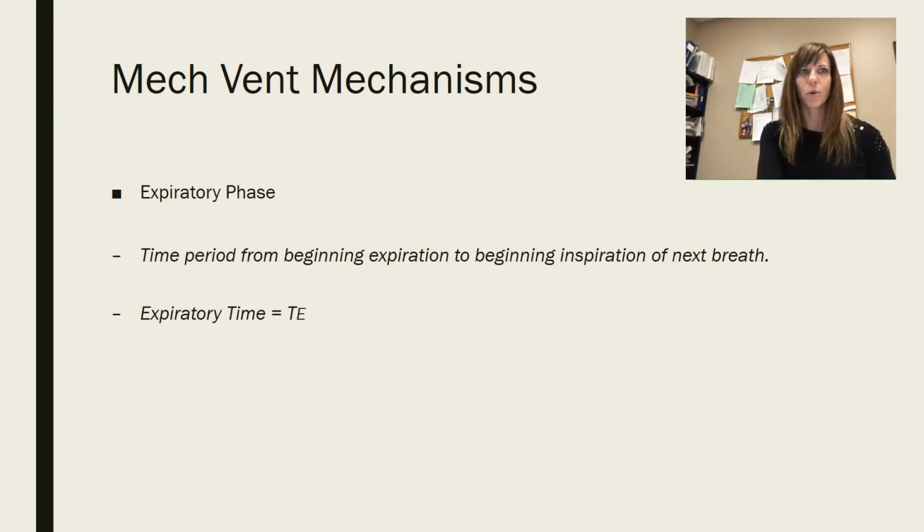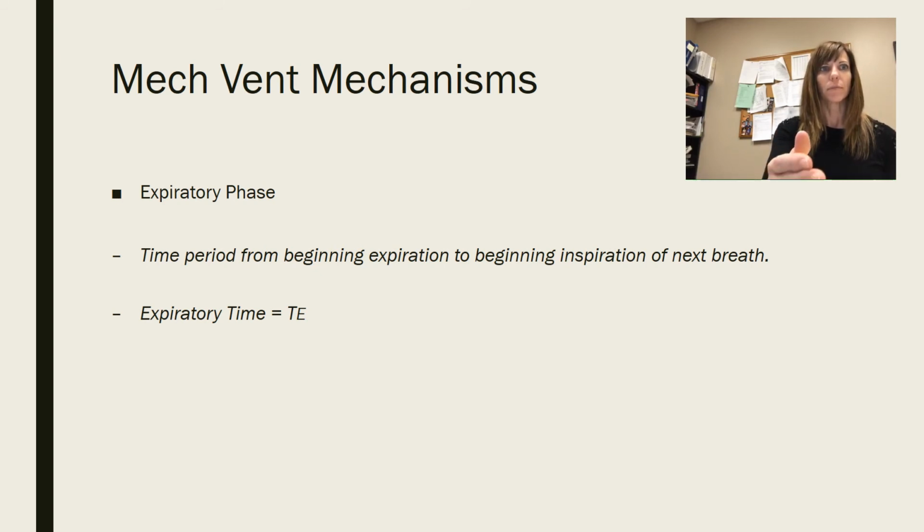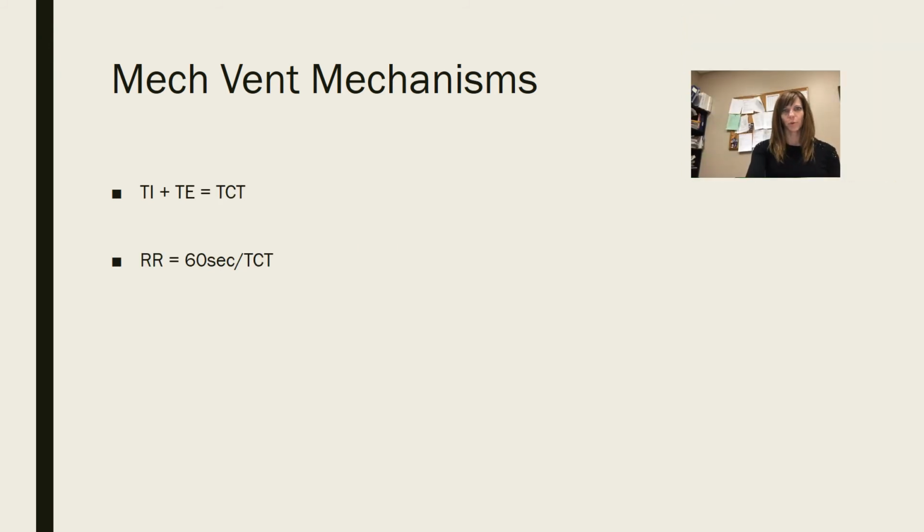When talking about expiratory phase, we look at the beginning of expiration to the beginning of inspiration. And there's a little bit of a pause in there that you probably don't notice that you do. So from that point of maximal inhalation plus that little pause, that is the expiratory time. It's abbreviated capital T and then E. If you take your inspiratory time plus your expiratory time, that gives you the total cycle time.